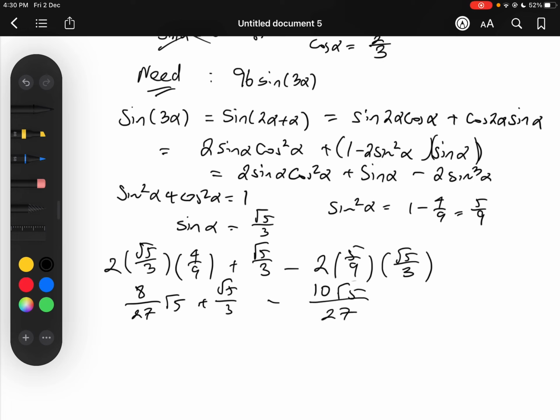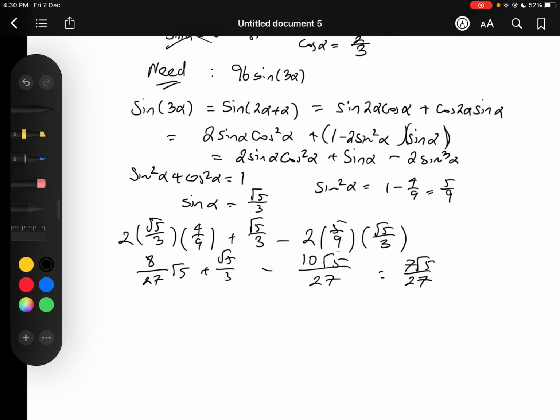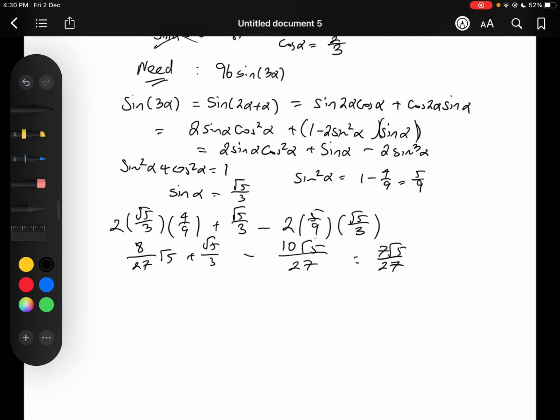Alright, so let's simplify this since we have everything in terms of root 5. We have 8 over 27 plus 1 over 3 minus 10 over 27. That's going to give us 7 root 5 over 27. And that's really nice because now we have an expression for sine 3 alpha and we can just chug it into the area. So the area is simply 96 multiplied by 7 root 5 over 27, and that's going to give us 224 root 5 over 9.